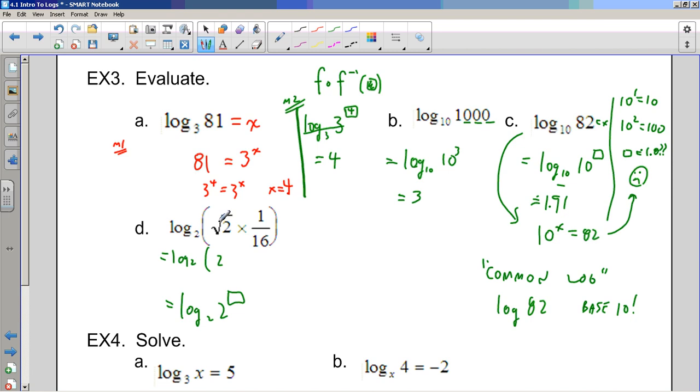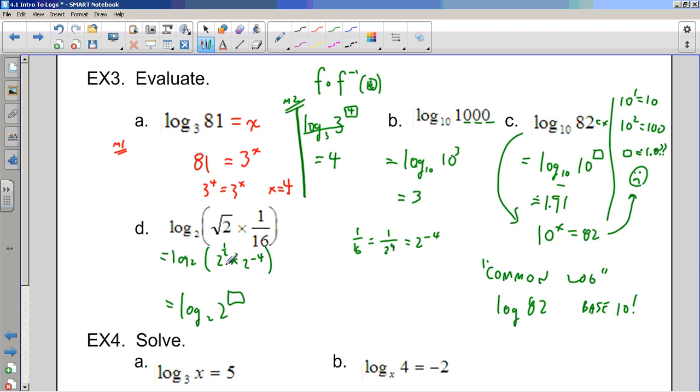So roots mean fractional exponents, times 1/16. 1/16 is 2 to the exponent, there's a negative exponent here, right? If I put this in the denominator, 16 is 2 to the exponent 4, right? Well, that's 2 to the exponent minus 4 then. So 1/16 is 2 to the exponent minus 4.